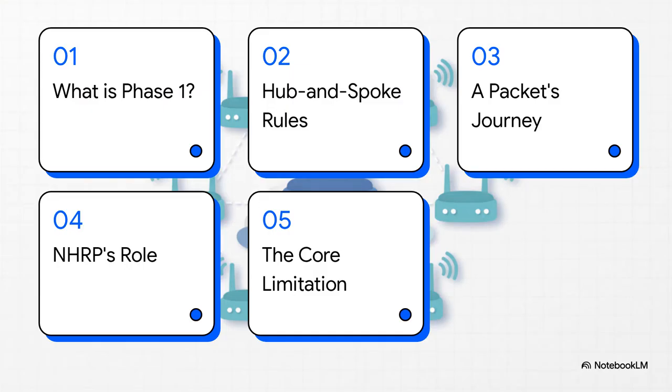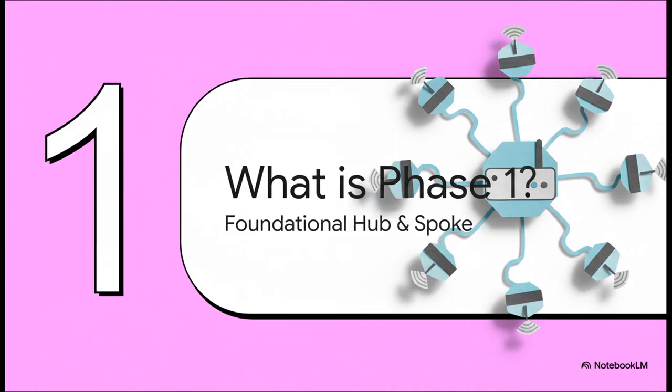And to really get our heads around this, here's our game plan. We're going to start with the big picture of what Phase 1 even is. Then, we'll dig into the hard and fast rules of its architecture. After that, we'll actually trace a single packet on its journey, figure out the role of a key protocol called NHRP, and finally, we'll nail down the core limitation that really defines Phase 1. Okay, let's start with that big picture.